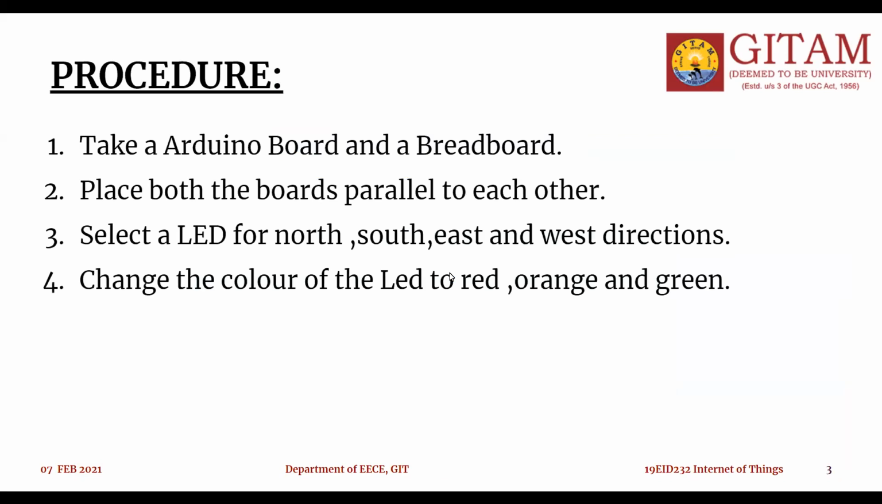So let's begin the procedure. First of all, we need an Arduino board and a breadboard so that we can connect the LEDs, resistors, and jumper wires. Next we have to keep them parallel to each other. Next we have to select the LEDs for north, south, east and west directions. We need red, orange, and green LEDs so that we can know the direction of the traffic lights.